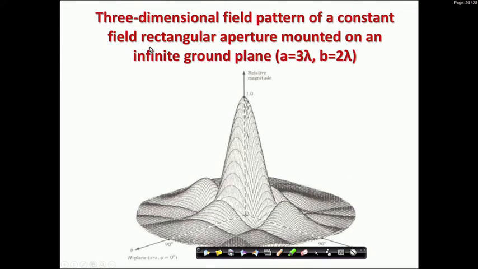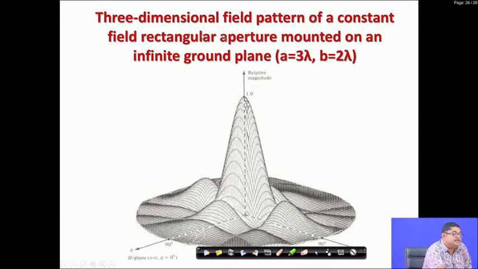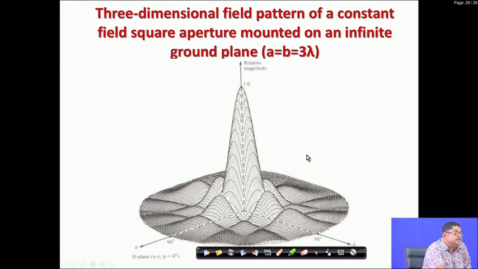So, you can see that this is the field pattern of a rectangular aperture mounted on an infinite ground plane. This plot is from Balanis's book, where he has taken A equal to 3 lambda, B equal to 2 lambda. It is a rectangular aperture. You see that the peak is at theta equal to 0 direction, but how many side lobes there are, you can always calculate. I think 4 or 5 side lobes are there. Then this is a square aperture, A equal to B equal to 3 lambda.